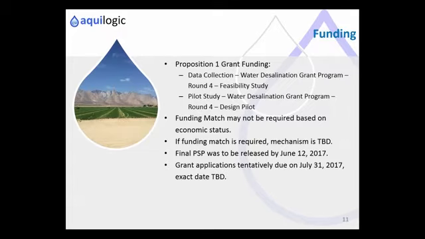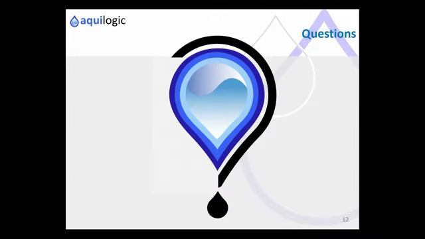Now, the final proposal solicitation package for Prop 1 was to be released on June 12th. I checked last night. I still did not see it on their website. And grant applications, as they've noted, are tentatively due on July 31st, subject to DWR confirming the exact date. And with that, I would be happy to answer any questions that you might have.